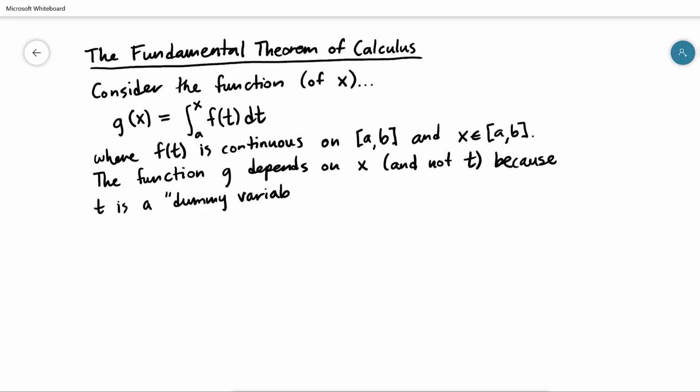We could have used any letter we wanted in there. S, T, Y, some other symbol, some Greek letter, it doesn't really matter. The idea is it is something that doesn't show up in the final answer because only the bounds wind up affecting the final answer. It's just sort of a placeholder. So it's a dummy variable or placeholder until the bounds of integration are plugged in.